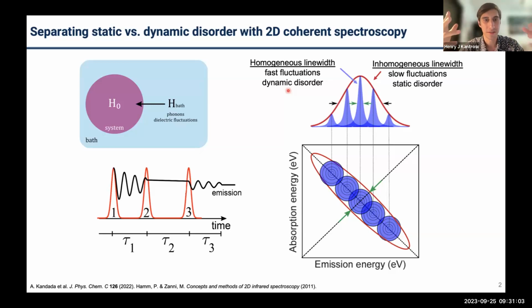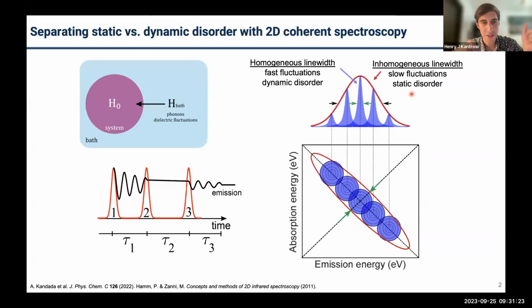That occurs on the time scale of our pulses, on the order of around 20 femtoseconds. The inhomogeneous line width is due primarily to slow fluctuations, or static disorder, in your system. In typical linear spectroscopy, you cannot deconvolute these two types of disorder. So really what you see is a convolution of both.